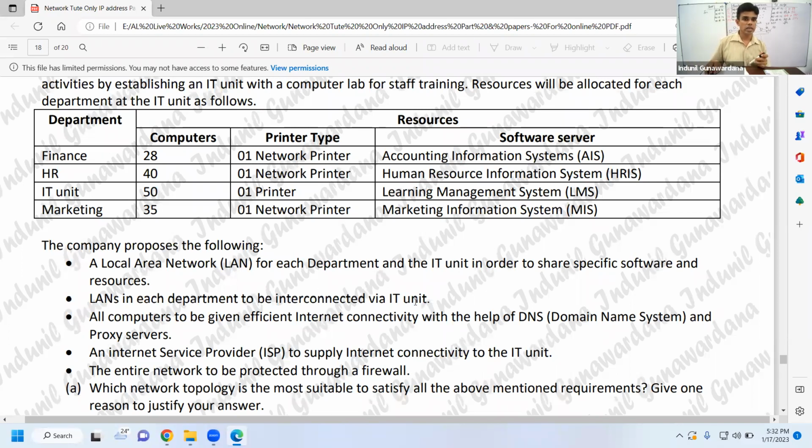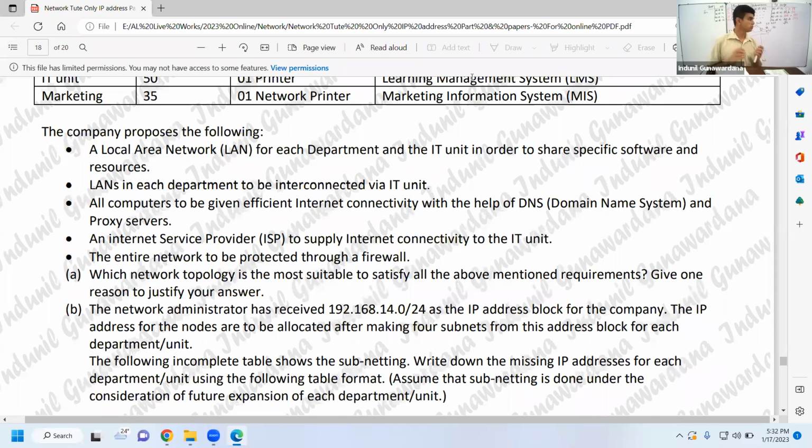And they say that there's a DNS as well as a proxy server. So then this is the place where we connect into the internet. So once the internet connection is considered, that's given through a router. Also, there should be a firewall. They said that there's a firewall. And into this, there are 2 special servers, DNS as well as proxy. And ISP to supply the interconnection and the entire network will be protected through firewall.